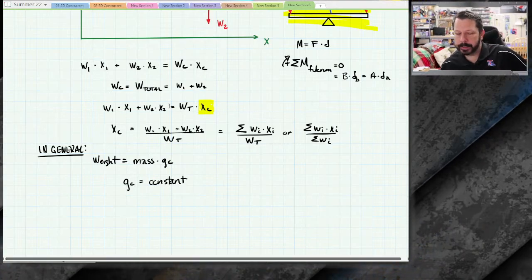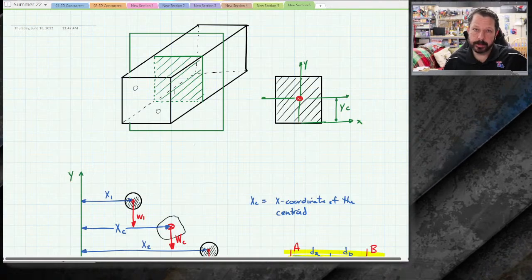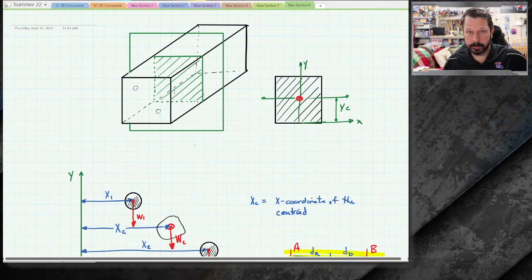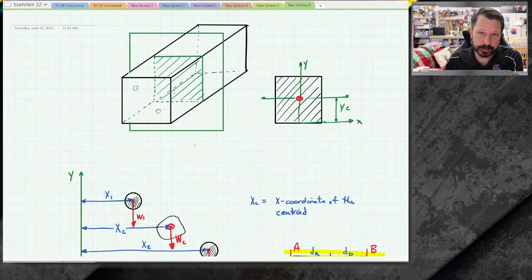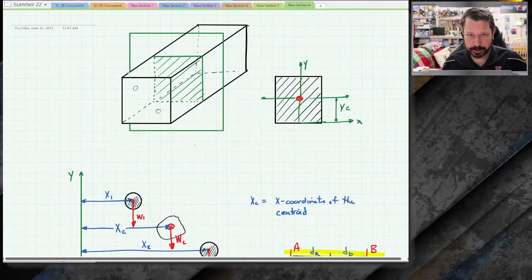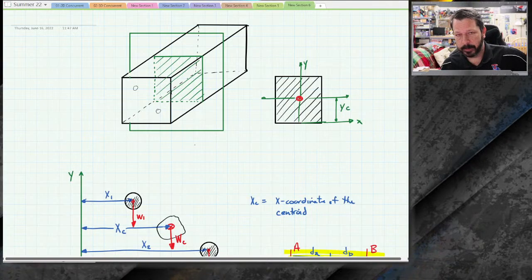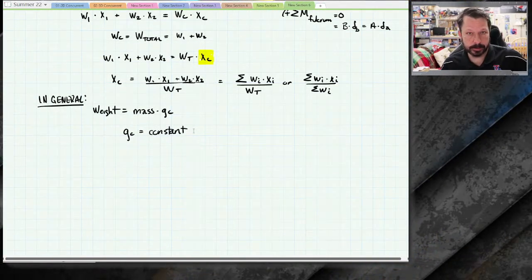We probably don't have this rectangular beam where one end of it is in a place with one gravitational constant and the other end of it is in a place with a different gravitational constant. That'd be really unusual. Maybe if we're doing it in a space elevator or something, then we have to deal with that. But for most of the stuff that we're going to build, g sub c is constant. So that's good. That's constant.